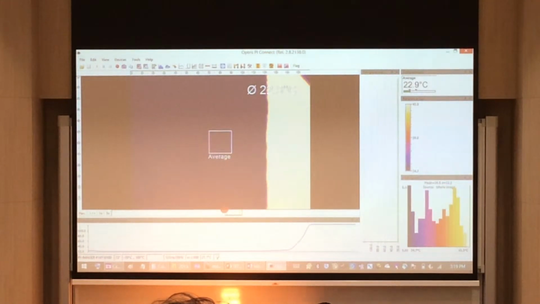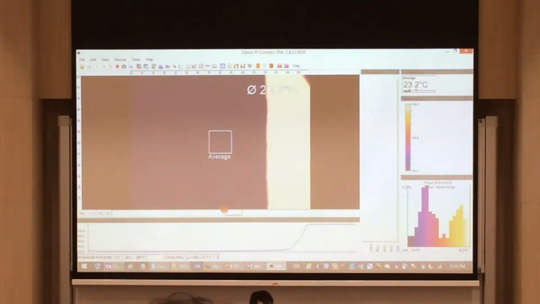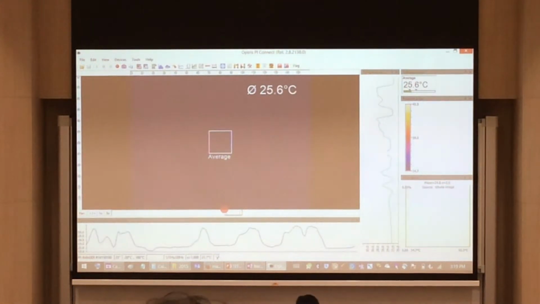Later on after lecture, if you're interested, you can come down, take a picture of yourself. Is able to do that? I can see it. Selfie. Thermal selfie.